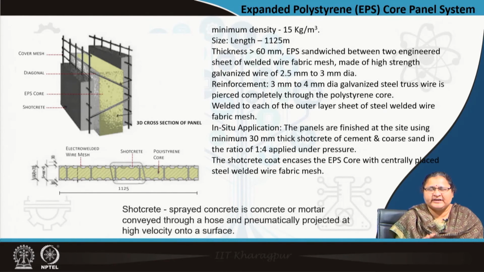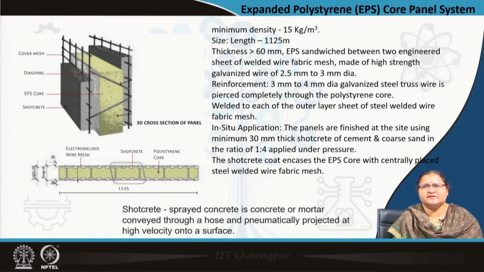So, it is not a wet process like what we usually do with cast in situ. It is a nozzle, pneumatically projected on top of this mesh, which is almost 6 millimeter by 6 millimeter rods, and this creates the wall. So, it is partially prefabricated, but one has to know how to spray this concrete, which is called shotcrete. Remember the term shotcrete: sprayed concrete or mortar conveyed through a hose and pneumatically projected at very high velocity onto a surface. This reinforcement helps to make it stiff and it forms the wall.